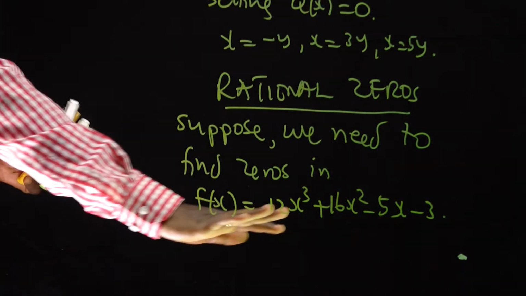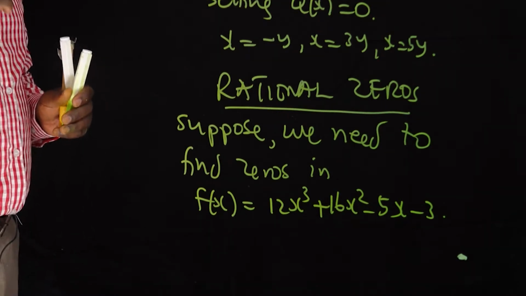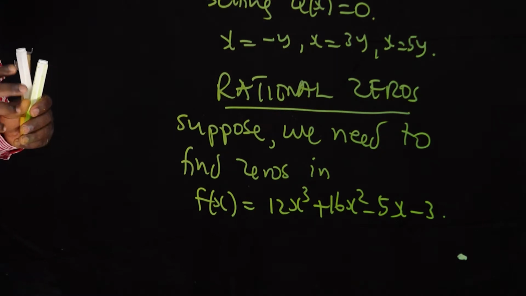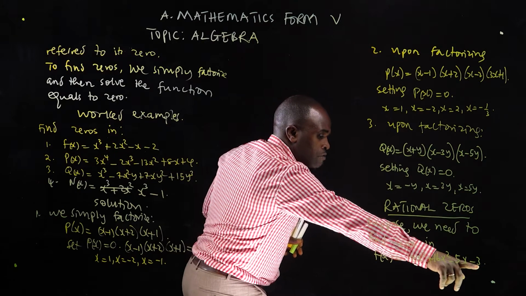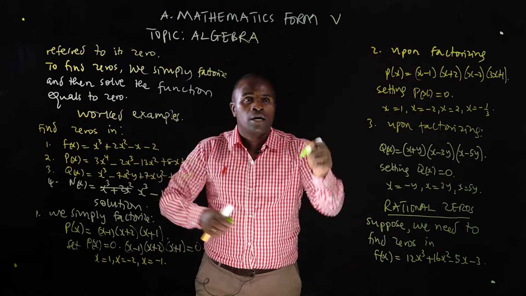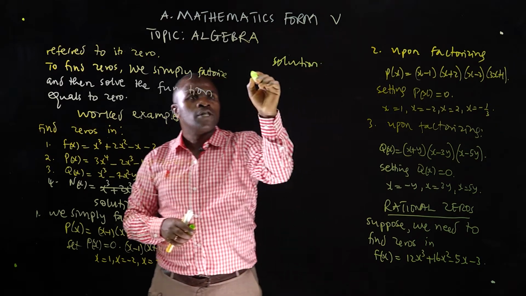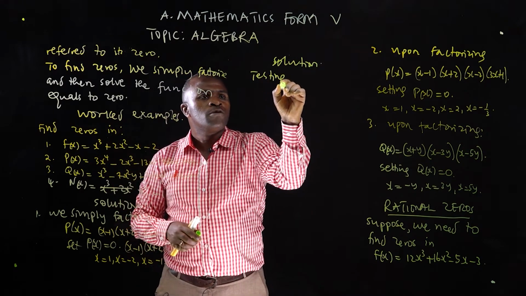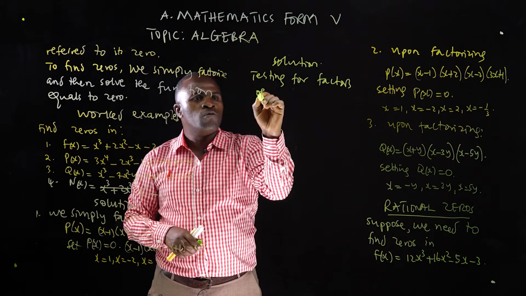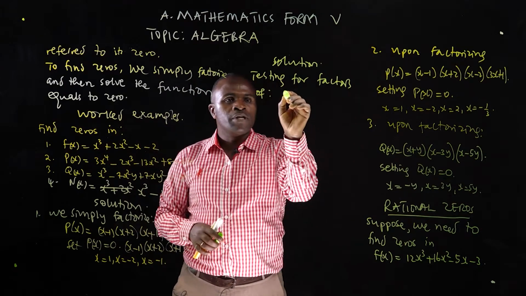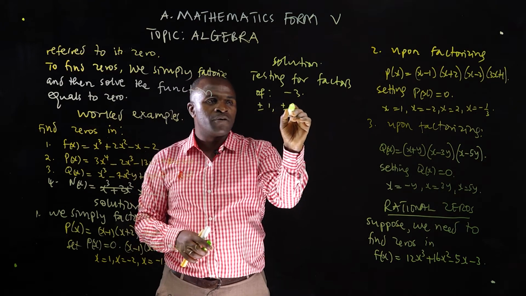We could be performing factorization first, using the factor theorem. So for the factor theorem, we test for the factors of the constant. Solution: testing for factors of negative 3. So we say this is plus or minus 1, plus or minus 3.